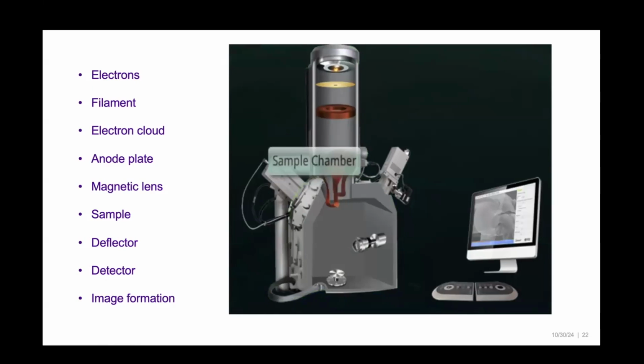So this is what you have seen. There is an electron source, we also call it a gun. It can be a filament, it can be many others these days. Anode plate, lenses, multiple lenses, a deflector, sample is here, and then the secondary electron image. Any doubt?